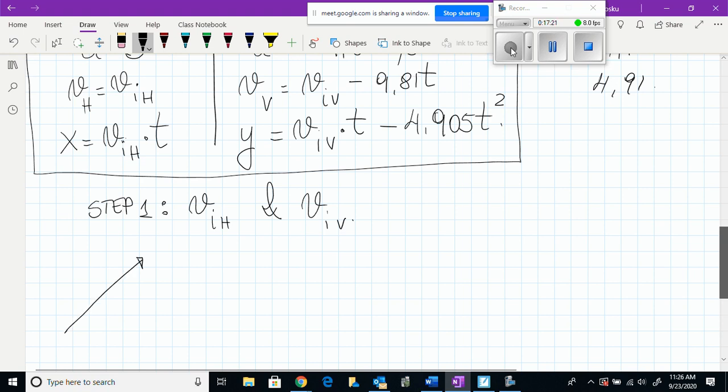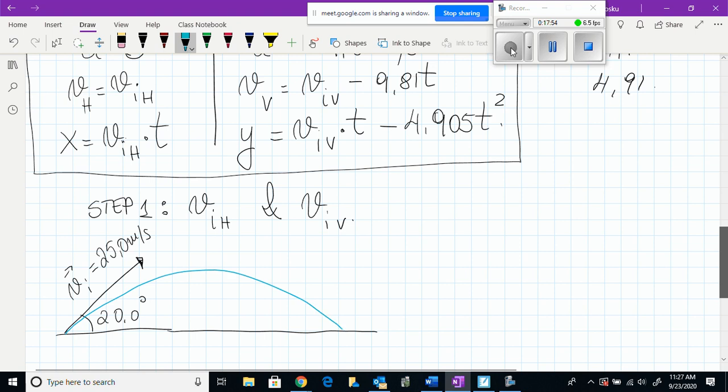Let's suppose that we have a case like this. You are throwing an object with an initial velocity of 25 meters per second at 20 degrees with the horizontal. This is a typical question, this is how it starts. If they're asking you to draw the path of the projectile, assuming no air resistance and no wind is affecting the motion, then you will draw something like this.